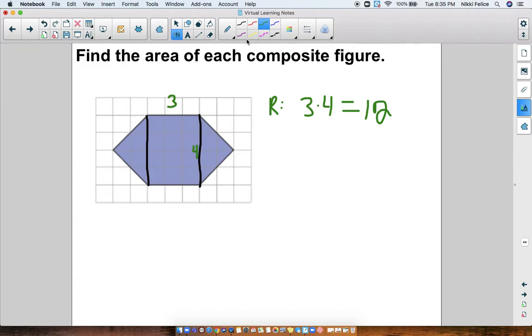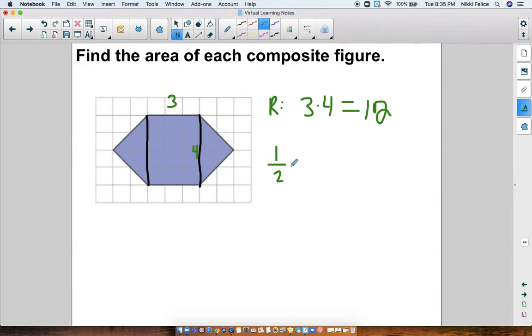Now I need to figure out the area of the triangle. Well, first of all, I notice that both of these triangles are the exact same size. So I don't need to find the area of both of them. Whatever this area is, it's going to be the same over here. So 1/2 times base times height, right? That's what I got to do.